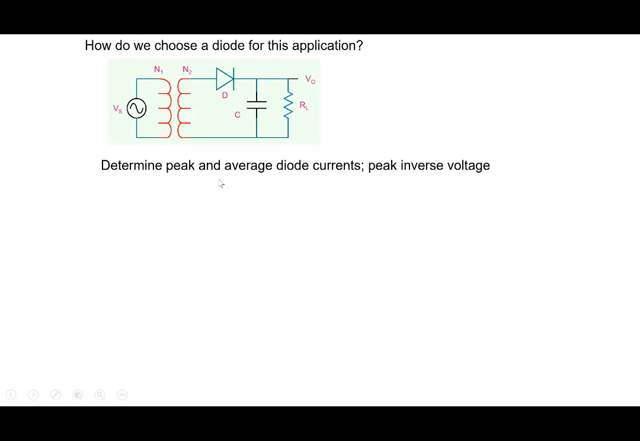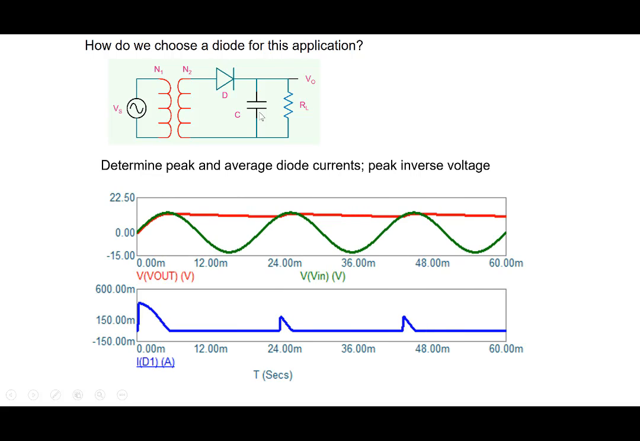So what we would like to determine is the peak current flowing through the diode, the average diode current, and the peak inverse voltage. How much is the inverse voltage across the diode here? All right, so this is the diagram that we have been showing. The green one is the input voltage at the secondary, and the red one shows the output voltage with a little bit of ripple, which is hard to see in this particular case. And the blue one shows the diode current here.